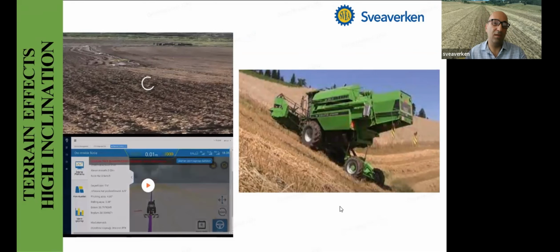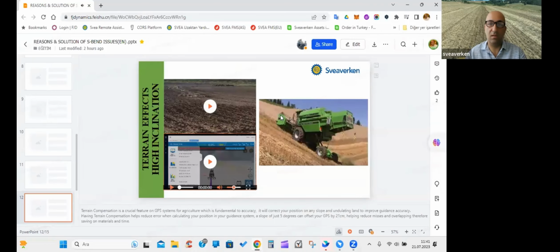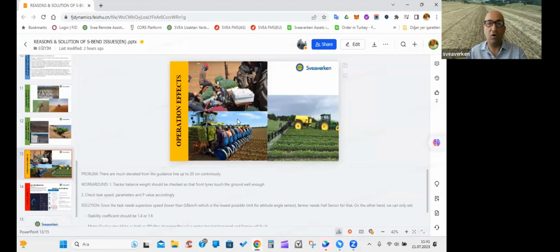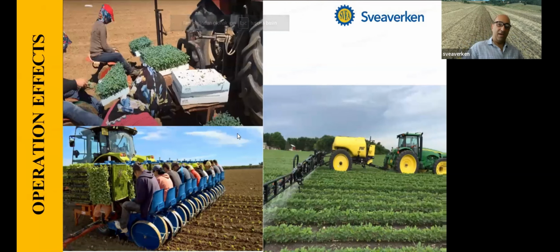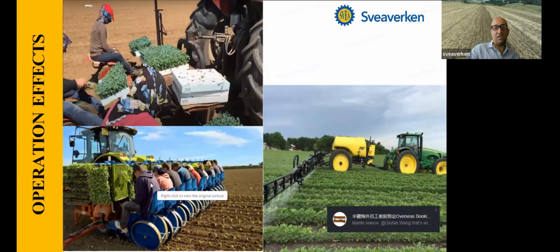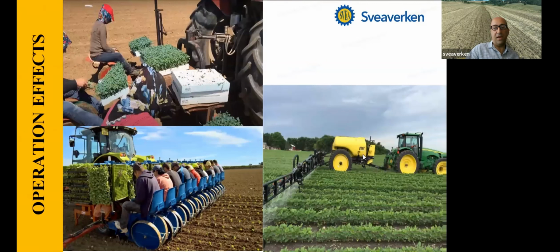So the next one is about the operational effects. Actually, on the other side of the picture, the left pictures are for the slower tasks, seeding, but on the right, spraying. The slowest and the fastest tasks. So these operations also affect the offset values increasing while using different parameters.